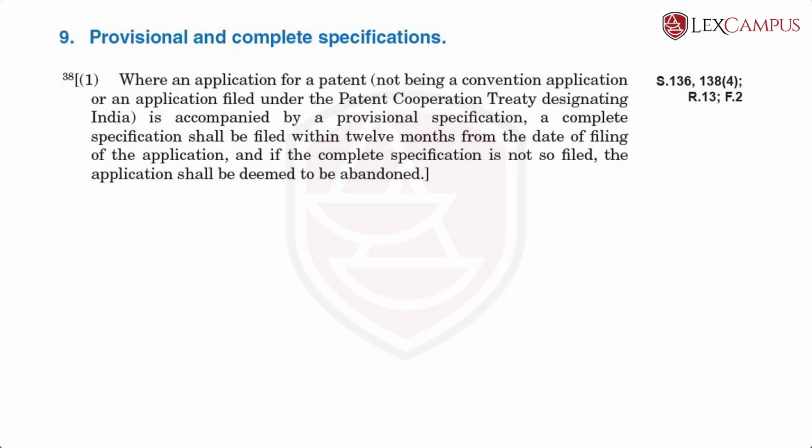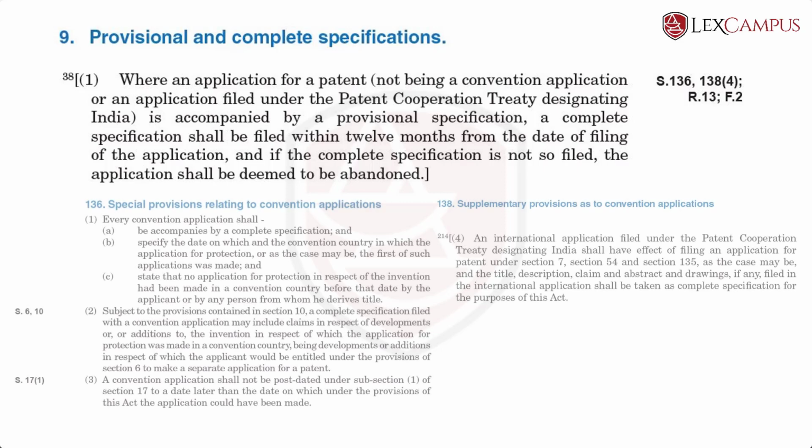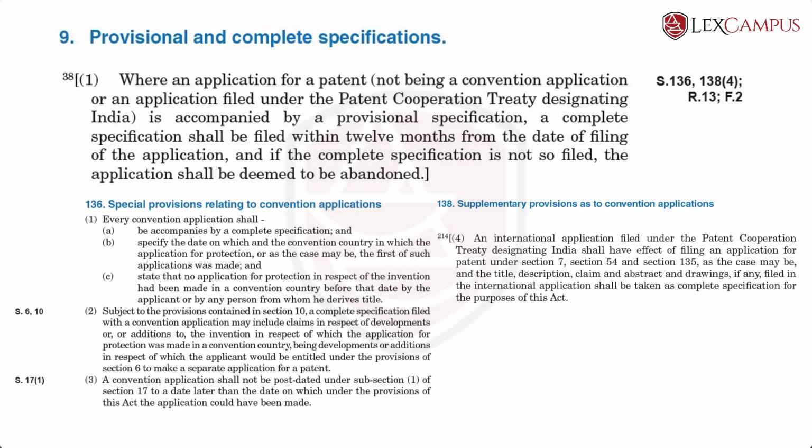Now this is a phrase which you need to understand, because this phrase appears in other parts of the Act, and there is also a parallel phrase which is called deemed to be withdrawn. Deemed to be abandoned is a phrase which we will understand as the patent application expiring because of the inaction of the applicant.